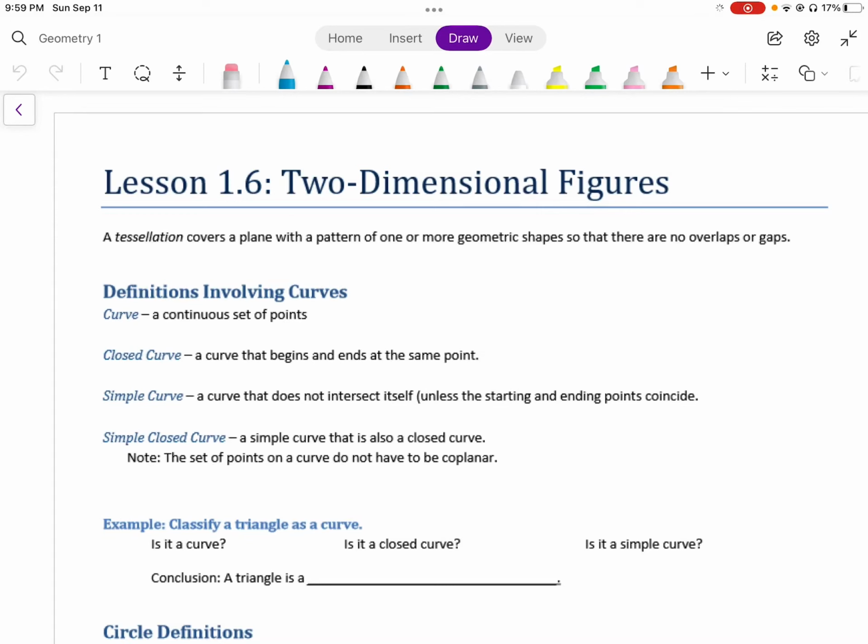In lesson 1.6, we'll be going over some two-dimensional figures. We're going to be learning a lot more terms here. Remember, we're building our structure of geometry. We started with just our three undefined terms. We've been doing a lot of definitions.